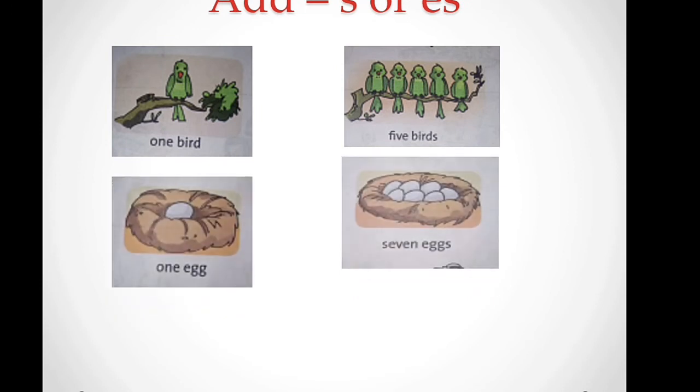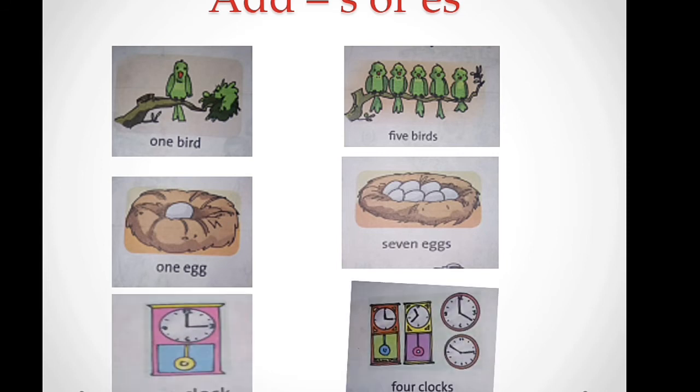Then one egg, and for many eggs we use s. We will add s in that word. Okay, like here are 7 eggs, so we will use 7 eggs.